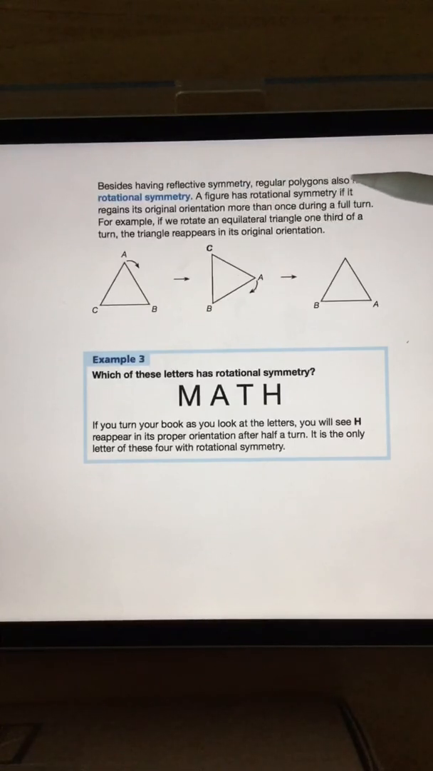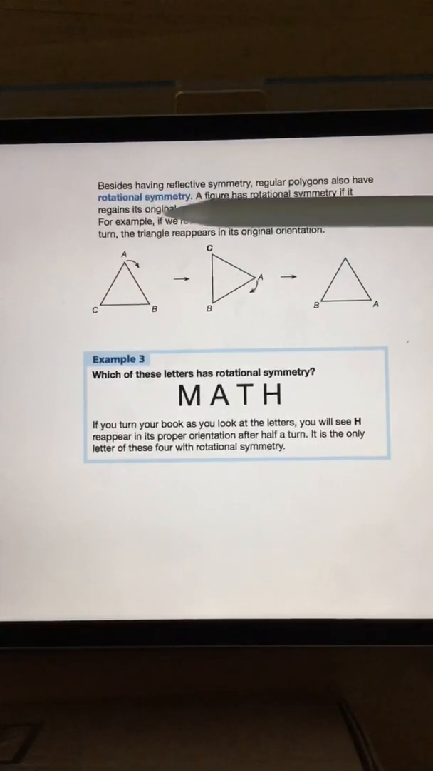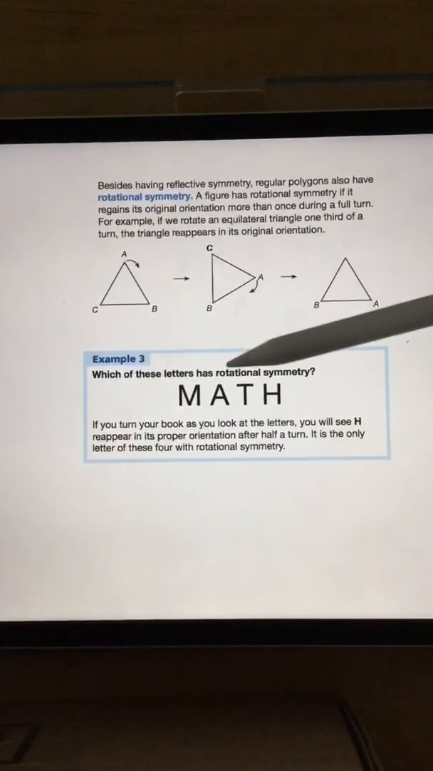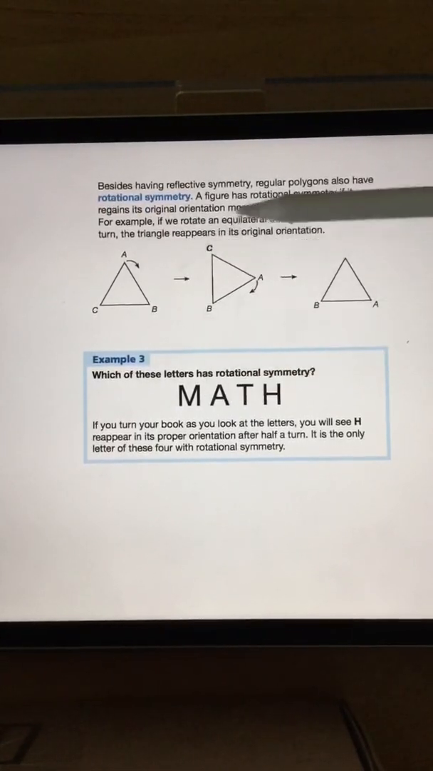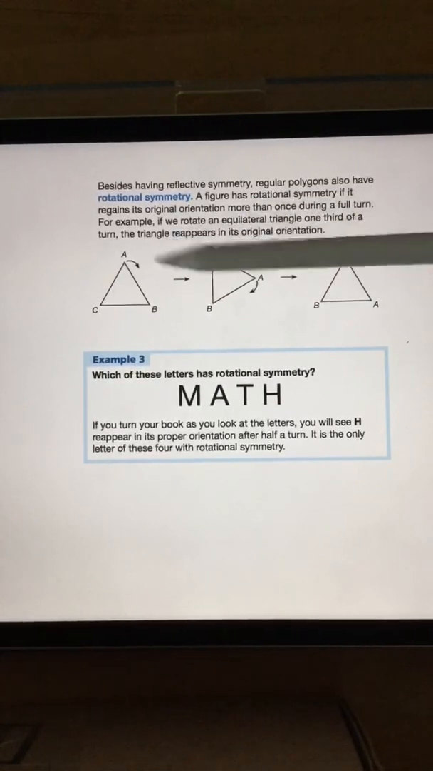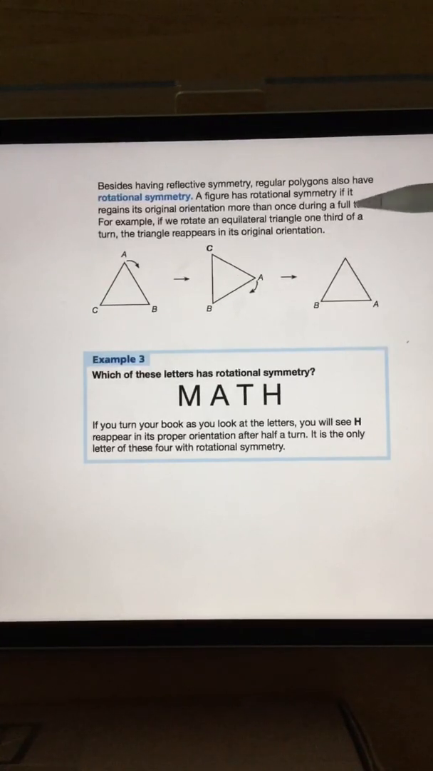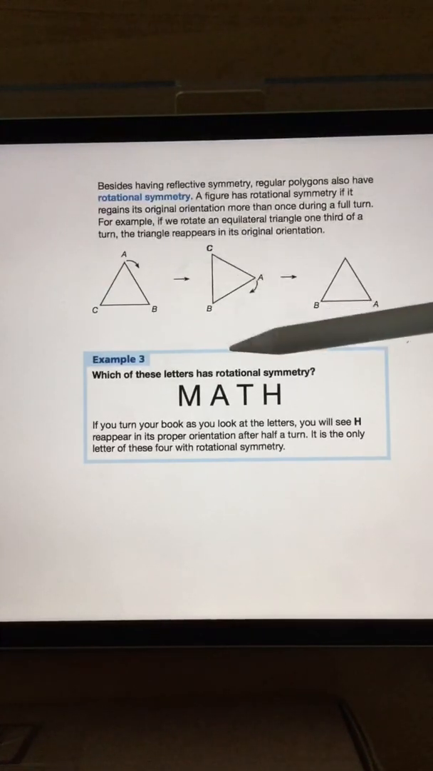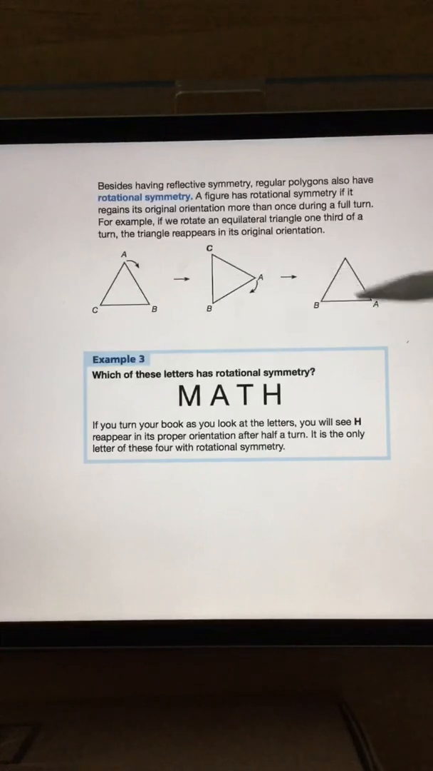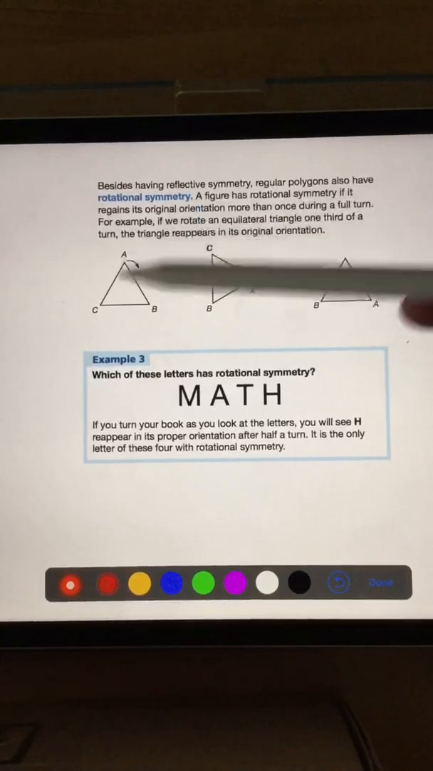All right, now, besides having reflective symmetry, regular polygons also have rotational symmetry. So, a figure has rotational symmetry if it regains its original orientation more than once during a full turn. So, for each example, if we rotate this equilateral triangle, we rotate 1/3 of a turn and it still remains the same. That is rotational symmetry.